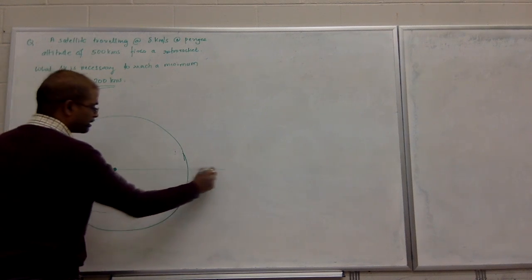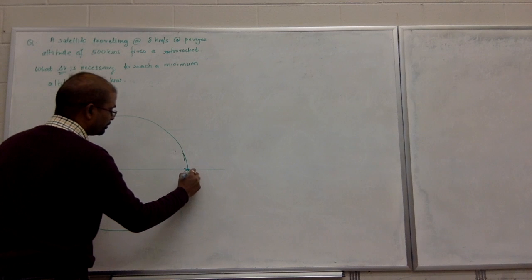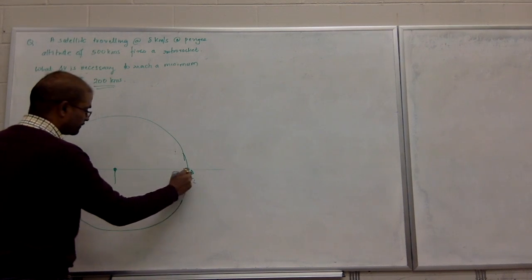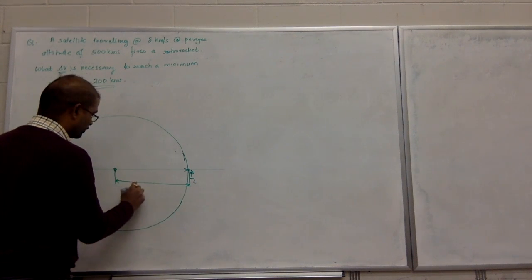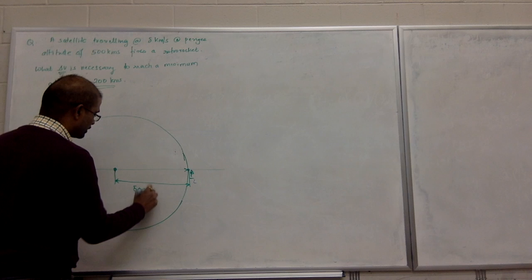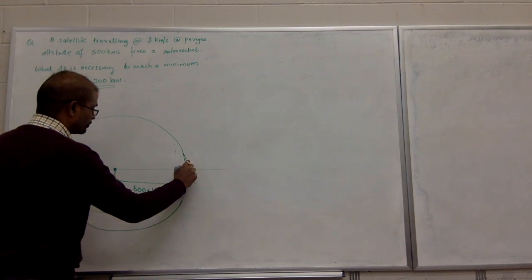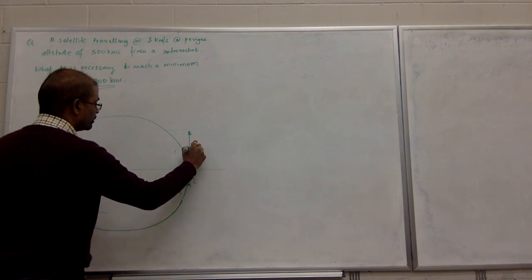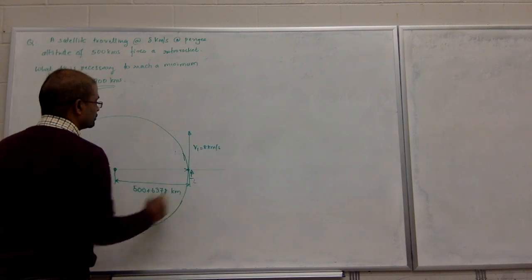It says this is the perigee, okay? This is P. And what is this distance? 500 plus 6378 kilometers, okay? And how much is this velocity? Let's say V1, 8 kilometers per second.